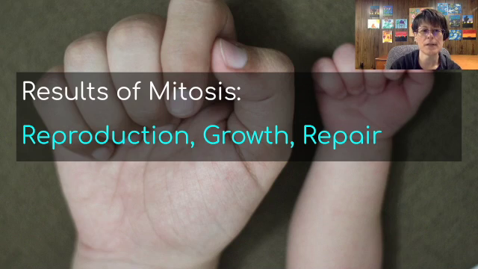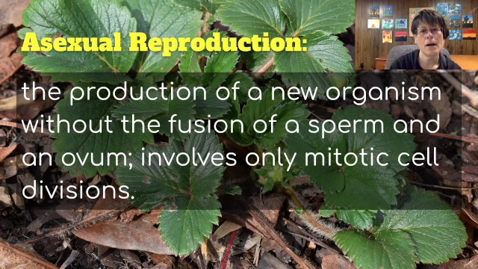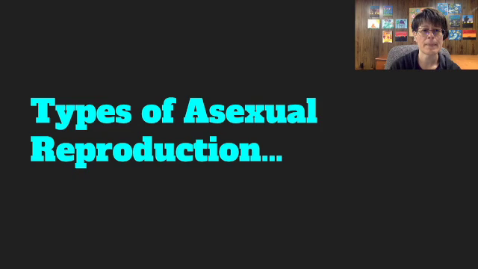Now I want to focus on the reproduction part. Mitosis takes place in asexual reproduction. This is the production of a new organism without the fusion of a sperm and an ovum, and it involves only mitotic cell divisions. Remember, because it's mitosis, and in mitosis, the cells are identical to the parent cell that they came from, all the cells are going to be identical. So the offspring are also identical.